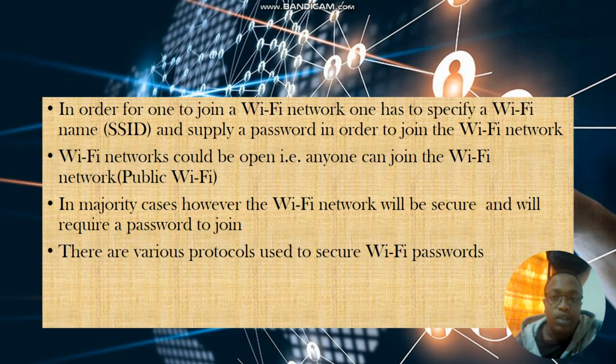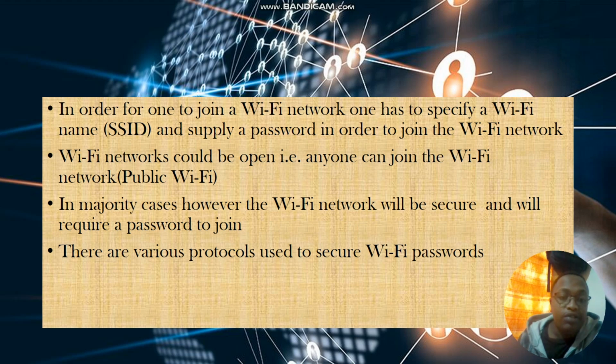So in order for one to join a Wi-Fi network, one has to specify a Wi-Fi name, that is an SSID, which stands for service set identifier, and supply a password in order to join the network. Now the service set identifier, we talked about it being a string of characters that recognize an access point, and in order for one to join an access point you have to specify the access point and supply a password in order to join. Now Wi-Fi networks could be open, that is one can join the Wi-Fi network, and that is commonly referred to as public Wi-Fi, where one does not have to supply a password, and in majority of cases the Wi-Fi network will be secure and will require a password.